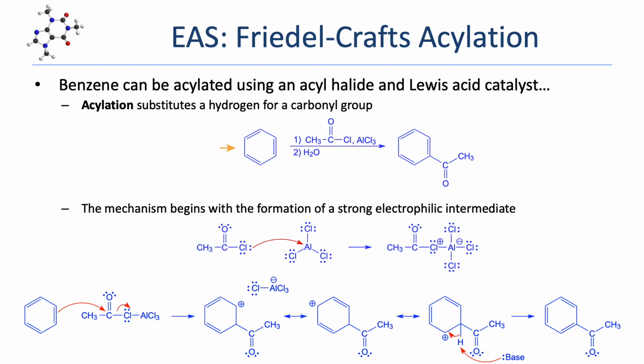A second step involves the addition of water, which simply serves to remove the aluminum from the carbonyl oxygen in the product. If we look at the mechanism, we can see that again, the reaction starts with the formation of a powerful electrophile. In this case, the halogen of the acyl halide acts as a Lewis base and reacts with the aluminum chloride Lewis acid, forming an adduct that will serve as the electrophile in the EAS reaction.